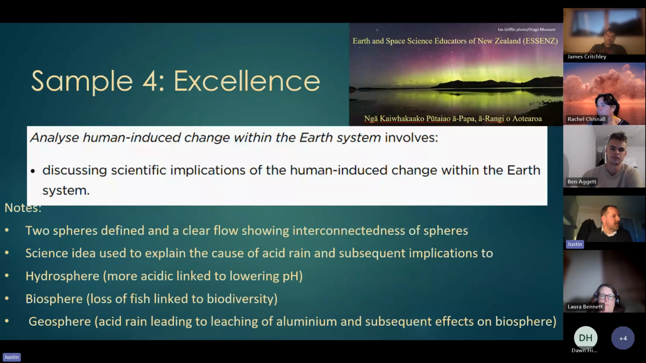But I think there's a really good explanation of acid rain. That's a really good science idea that's linked into changes in the hydrosphere. And the two subsequent changes are the hydrosphere, and then they're also talking about the biosphere or the geosphere. So there's one good one, and then two that are pretty good. But the main thing bringing in the analysis is that they're all linked together, and they're discussing those impacts and how they link pretty well.